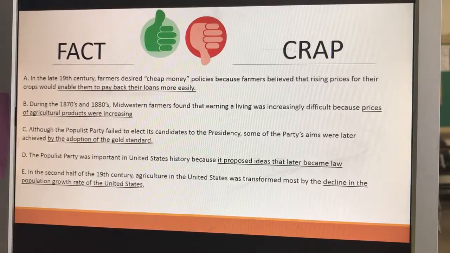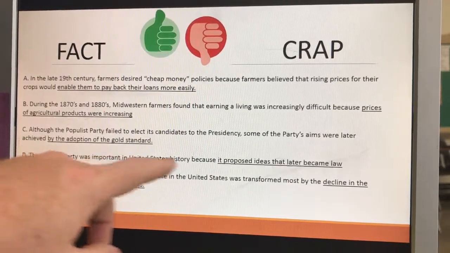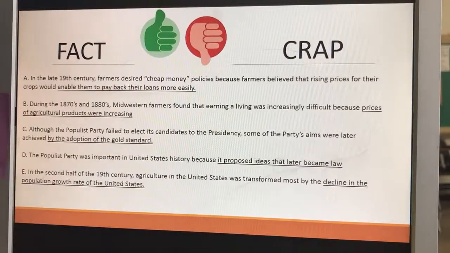Letter D, the Populist Party was important in U.S. history because it proposed ideas that later became law. That is totally fact, because they did have some amendments passed, some organizations made. All that is the whole reason we study the Populist Party, because even though they never had a president elected from the Populist Party, a lot of their ideas later became law.